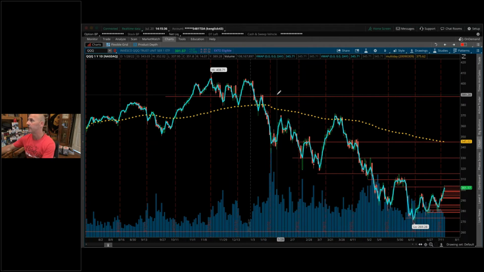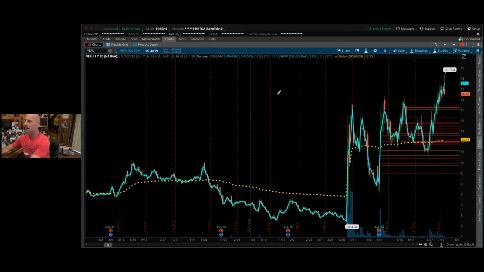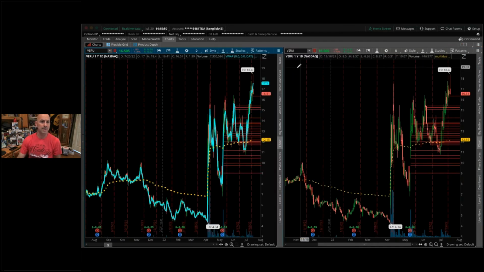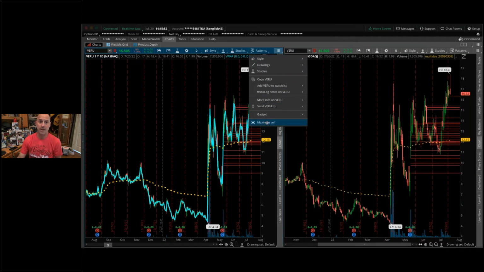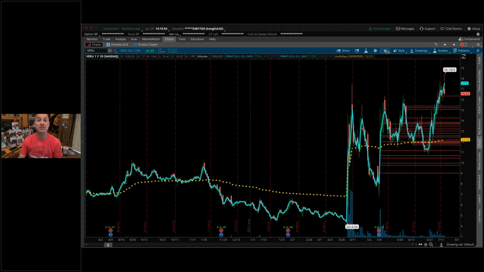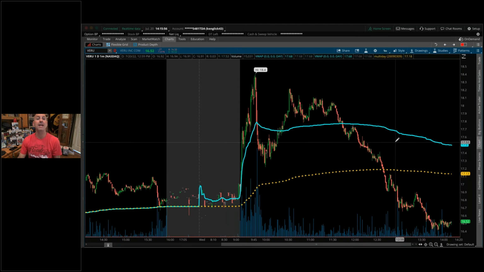Let me show you another trade. So right now, we traded Netflix, we traded the Qs, and we traded a stock called Veru. All right? So this is Veru, V-E-R-U. And this is one of our swing trades. And let me just show you why I despise swing trading and I hate owning stocks.